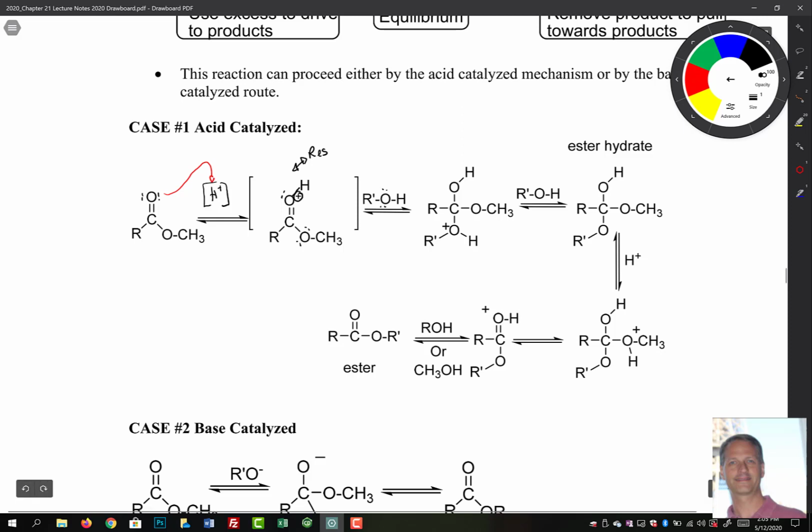Now, the next step of this reaction has our alcohol coming over, attacking our carbon. When we do that, we're going to get an oxygen with a plus charge right here. And then we're going to take the alcohol and do a deprotonation. So we're going to come around and grab a hold of that H atom. So that'll give us this ester hydrate. Now we've seen this thing before back in our last chapter.